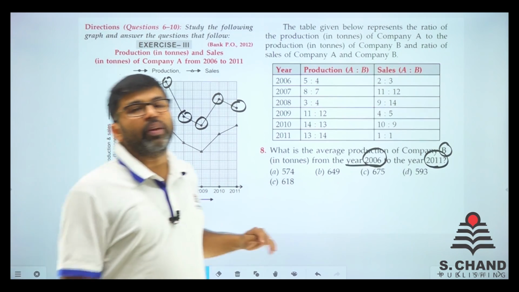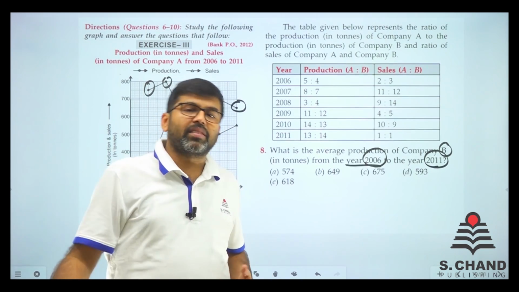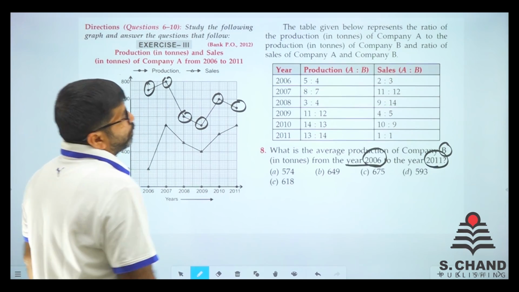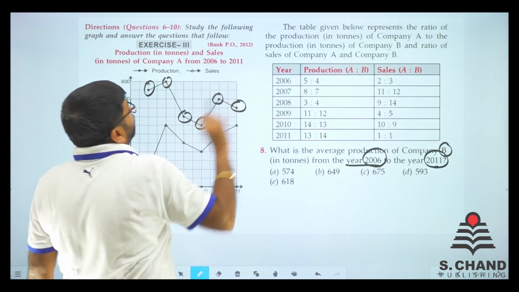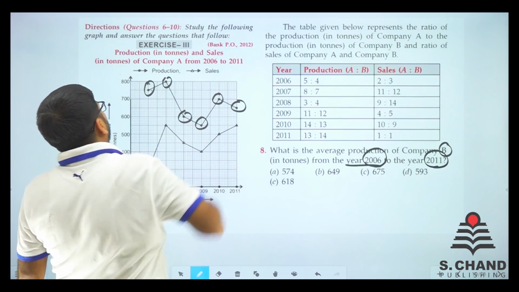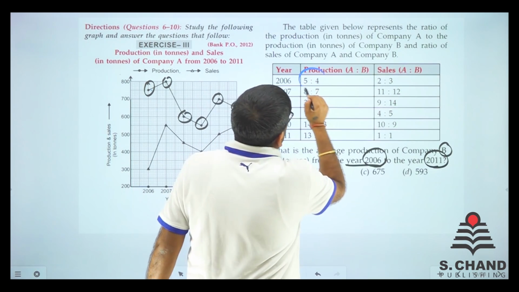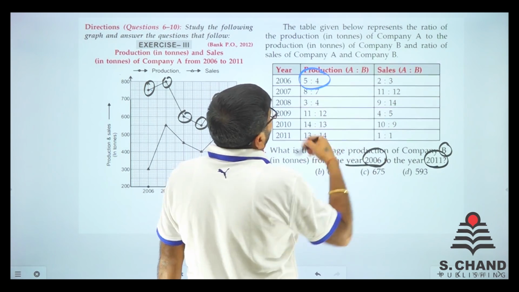Say for example, there are other questions also and you do them very fast. So don't do this. Because see, average production of company B, you need to find the production first. Now say for example 750 is of 2006. So 750 divided by 9 into 4 will give you the B part.